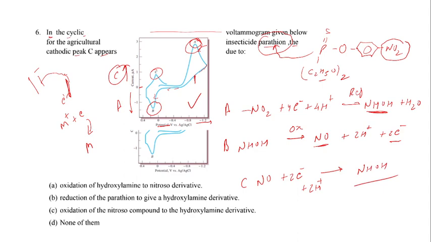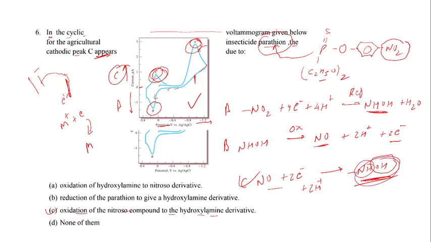Now you can easily answer the question. Cathodic peak C appears with this thing, so this is the right answer. Oxidation of the nitroso compound to hydroxylamine. Hydroxyl means this is the hydroxyl group and this is the amine group, NH. So that's why this whole group is known as hydroxylamine.